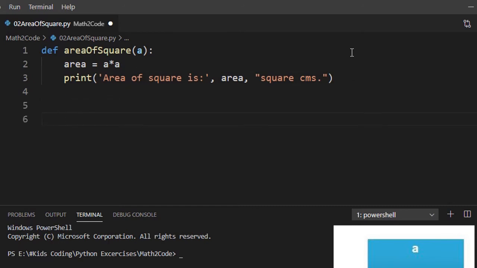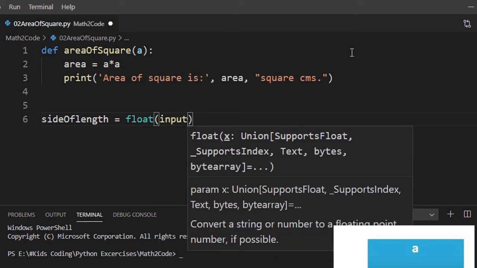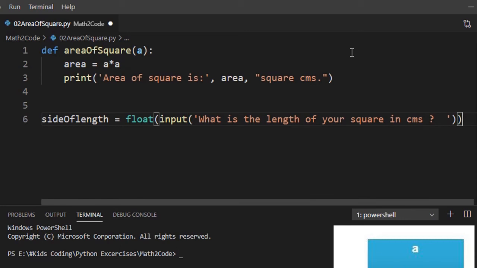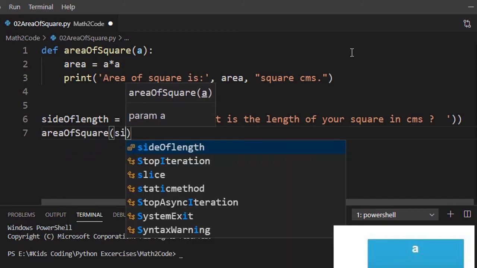Now let's take a variable, side_of_length, float input, "what is the length of your square in centimeters". Now let's call the function with the length, area_of_square, and then side_of_length.